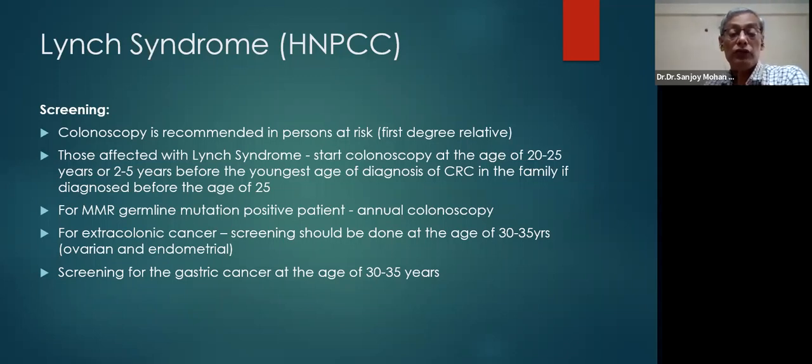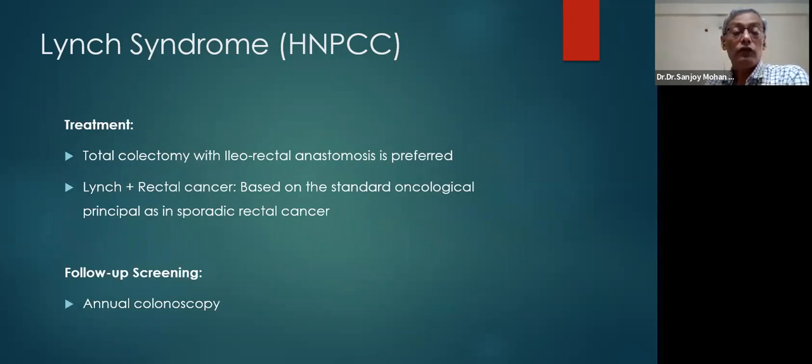For MMR germline mutation positive patients, annual colonoscopy. For extracolonic cancer, screening should be done at the age of 30 to 35 years, and the screening for gastric cancer at the age of 30 to 35 years. So what is the treatment? Total colectomy with ileorectal anastomosis is preferred. If Lynch patients develop rectal cancer, treatment is based on the standard oncological principles as in sporadic rectal cancer. Follow-up screening is annual colonoscopy.